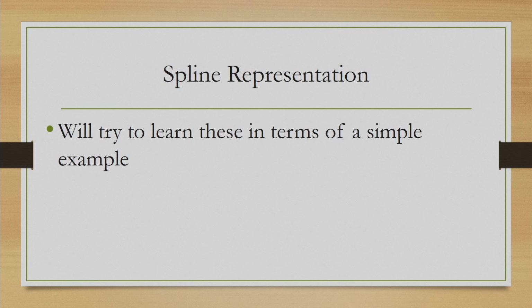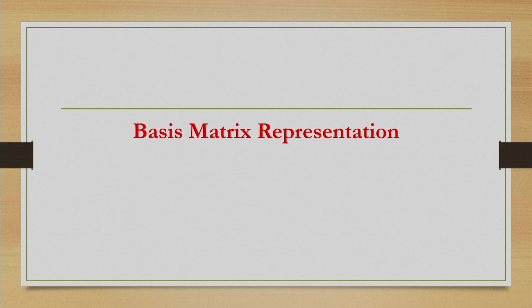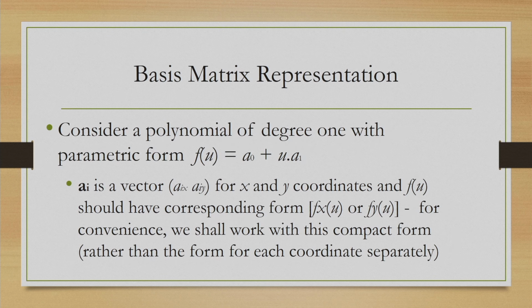Let us take some examples to understand the representation. So, we will start with basis matrix representation of splines, and we will start with a simple example. Consider a polynomial of degree 1, that is a linear polynomial, which in the parametric form we can represent as f(u) equal to a0 plus u a1. Now, a0 a1 are coefficients and u is the parameter.